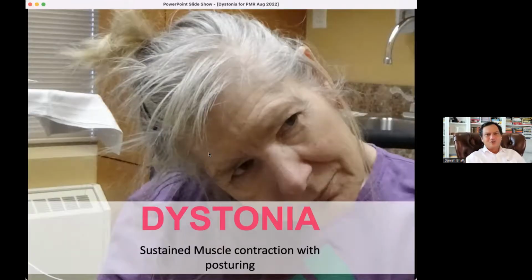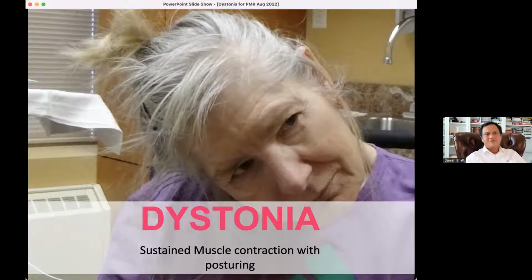So let's talk about dystonias. Dystonia is defined in the simplest term as a sustained muscle contraction with posturing, with or without tremor. But some of these terms need to be defined a little better. What exactly do we mean by posturing? Posturing of dystonia is any abnormal tilt or twist that is actually not fixed.